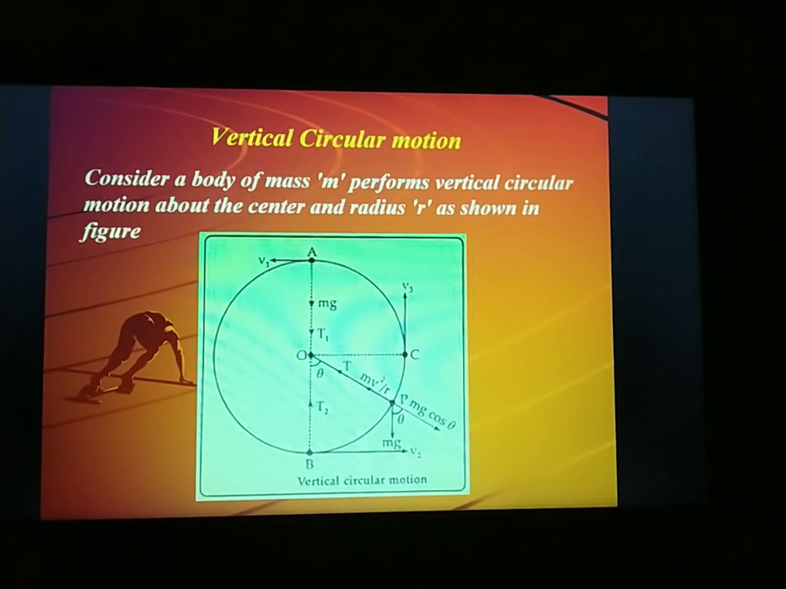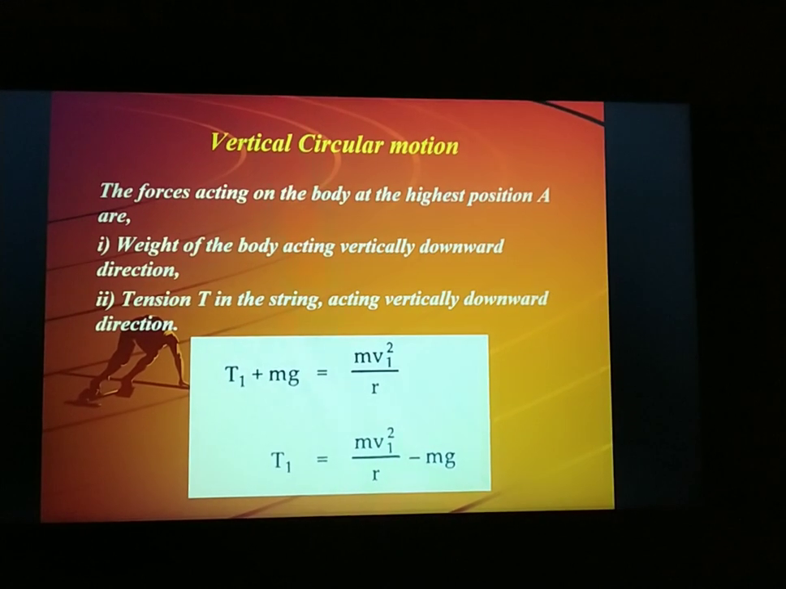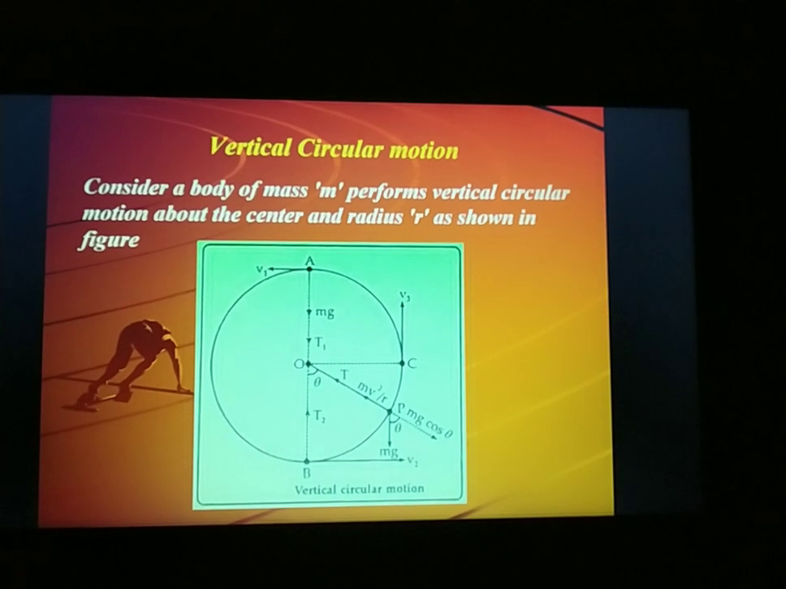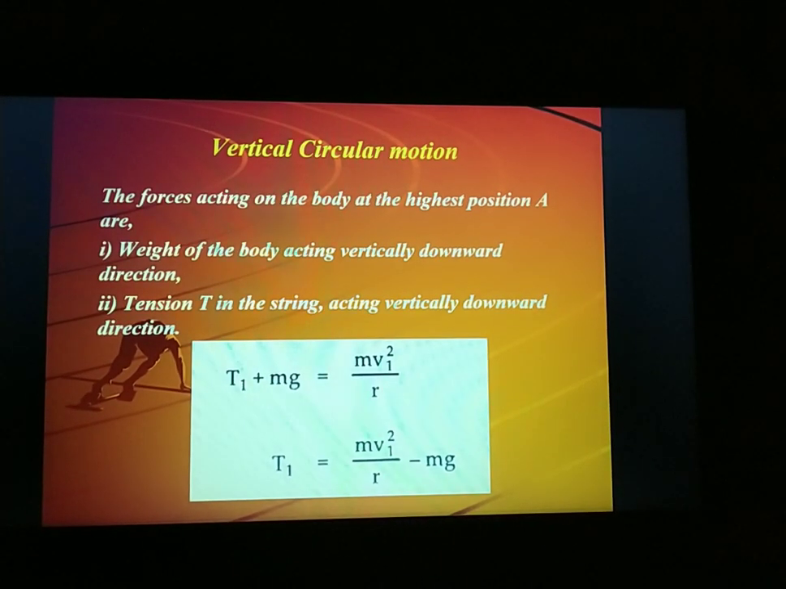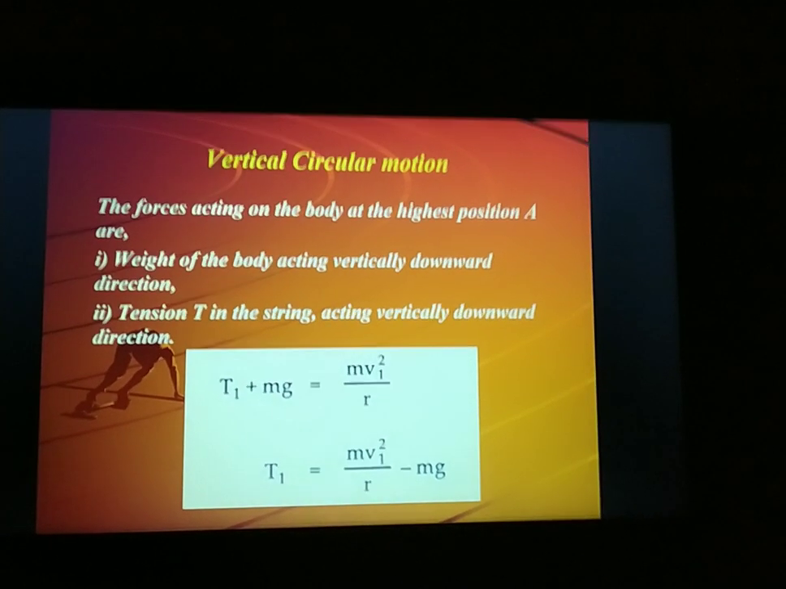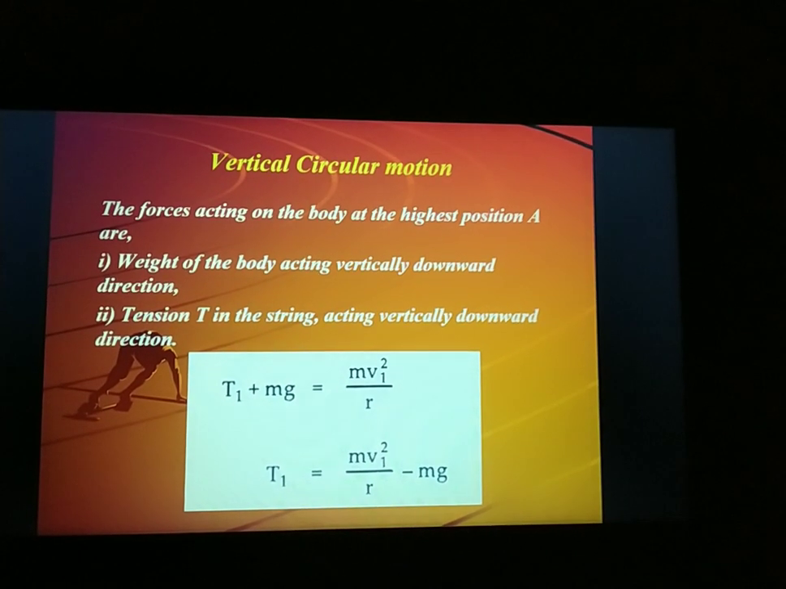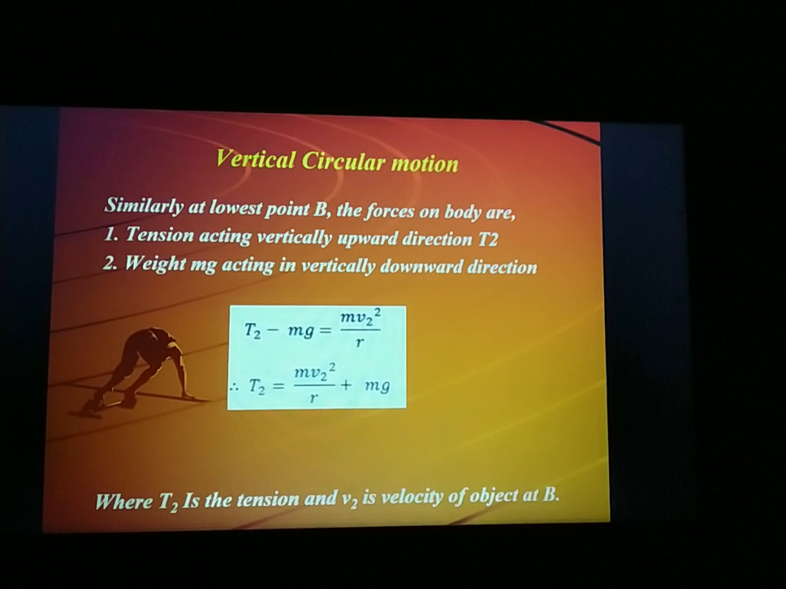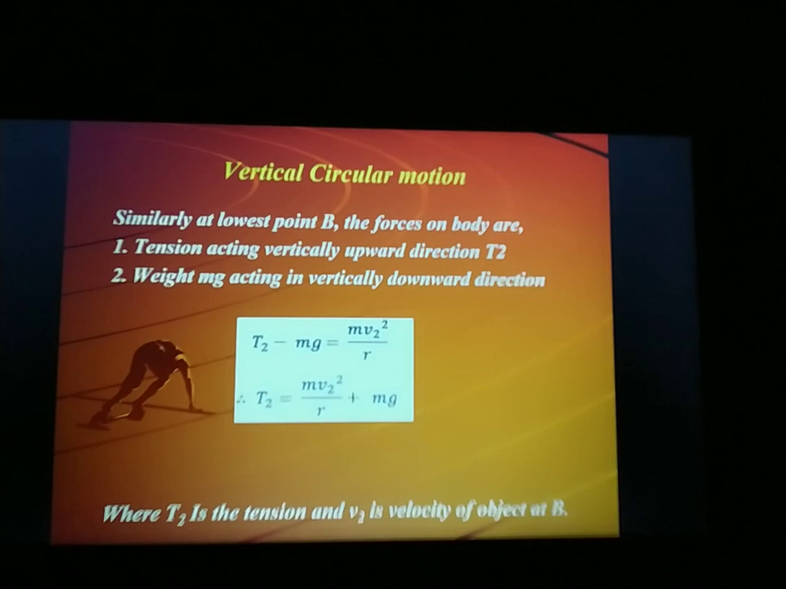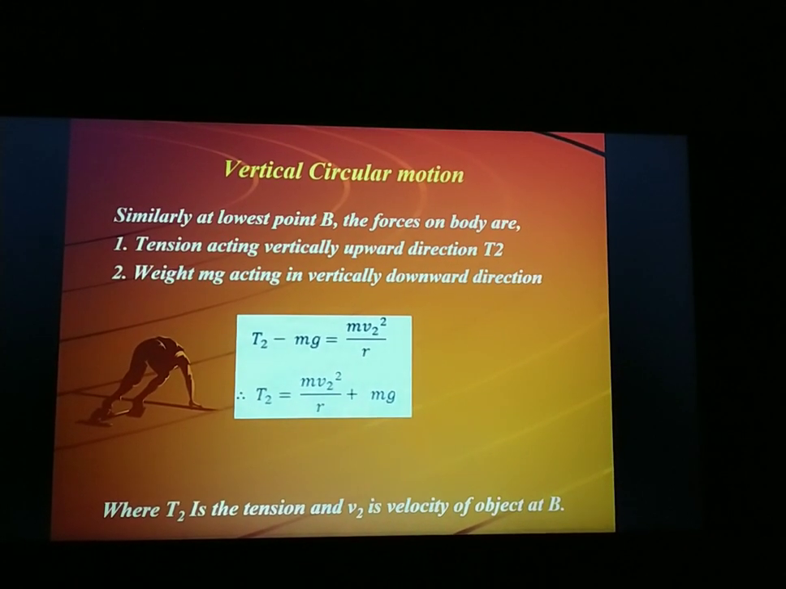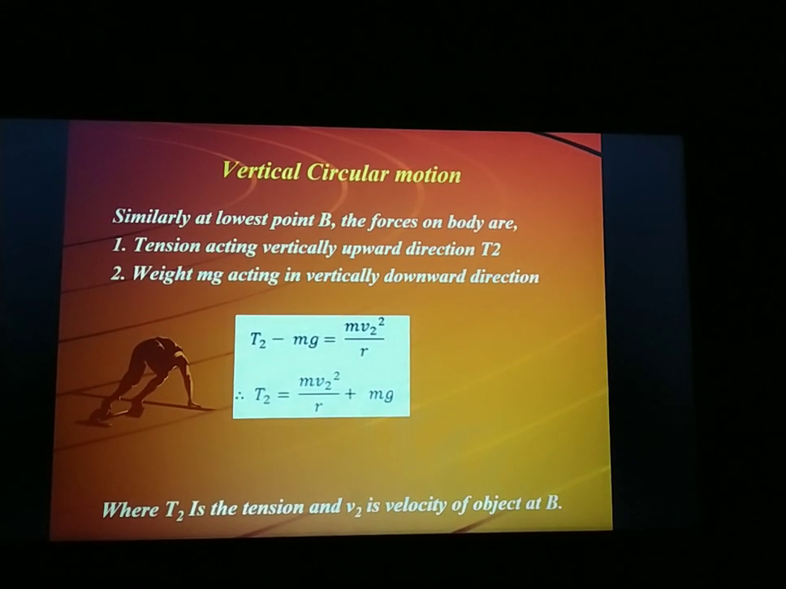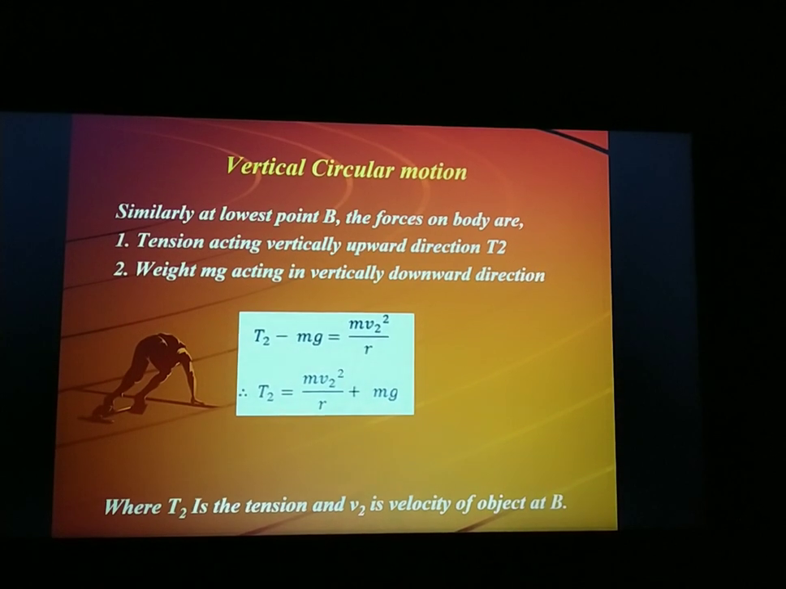Now if we consider the equation at point A, both forces are in the same direction, so you will add T1 plus mg, and these two forces together act as the centripetal force. So we take mv1 square upon r, and the T1 expression is mv1 square upon r minus mg. Similarly at point B, both forces are in opposite direction, so T2 minus mg will be the force acting as centripetal force. Here velocity is v2, so centripetal force will be mv2 square upon r, and the T2 expression will be mv2 square upon r plus mg.